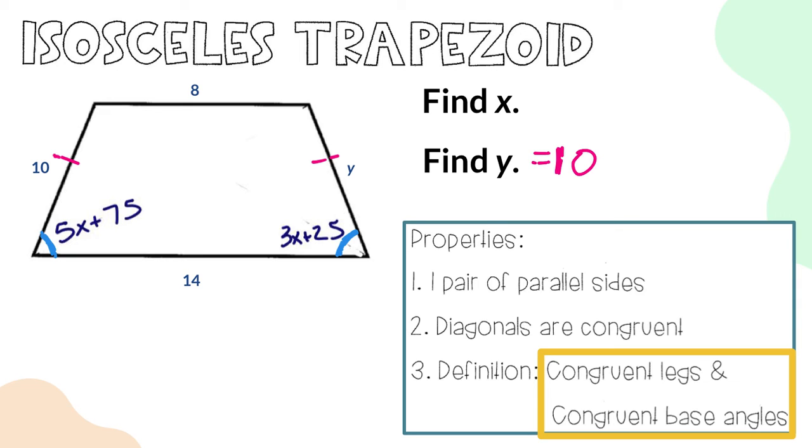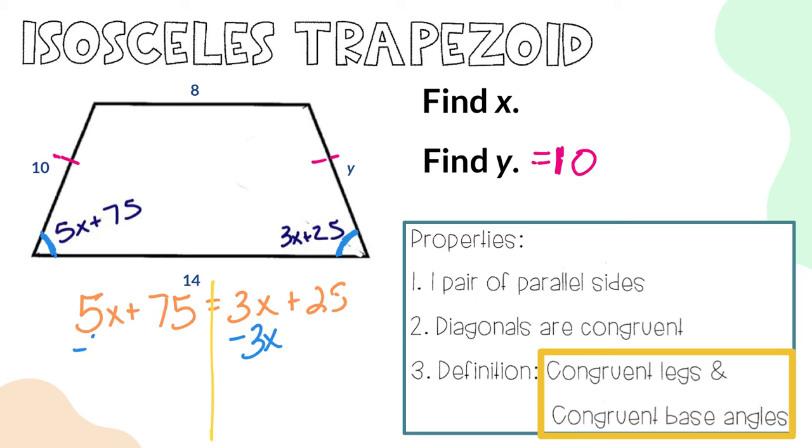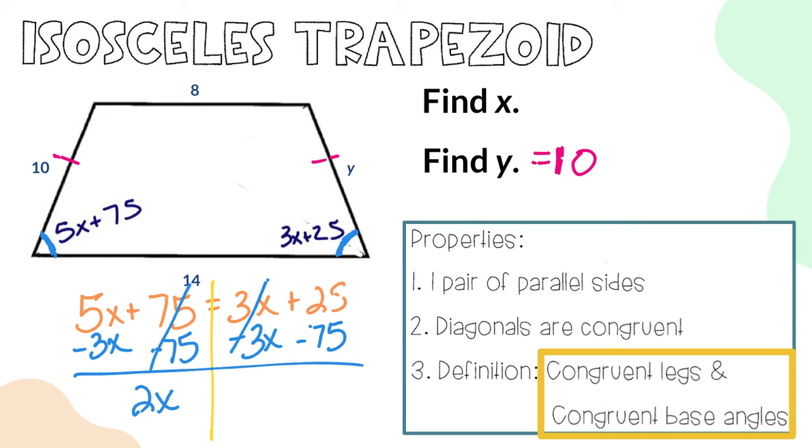And then I will take my 5x plus 75 equals 3x plus 25 and find the measure of my missing base angle. So I'll start by subtracting 3x and then subtract 75. So I get 2x equals negative 50. When I divide by 2, x equals negative 25.